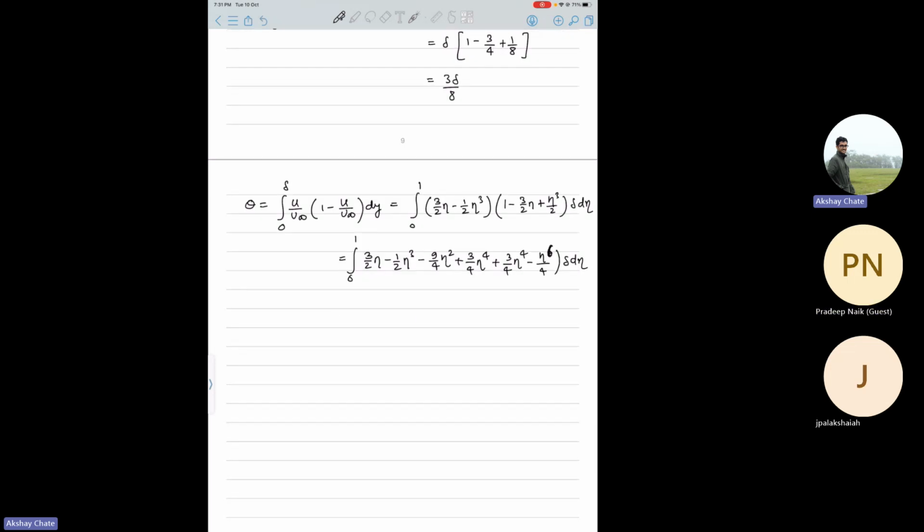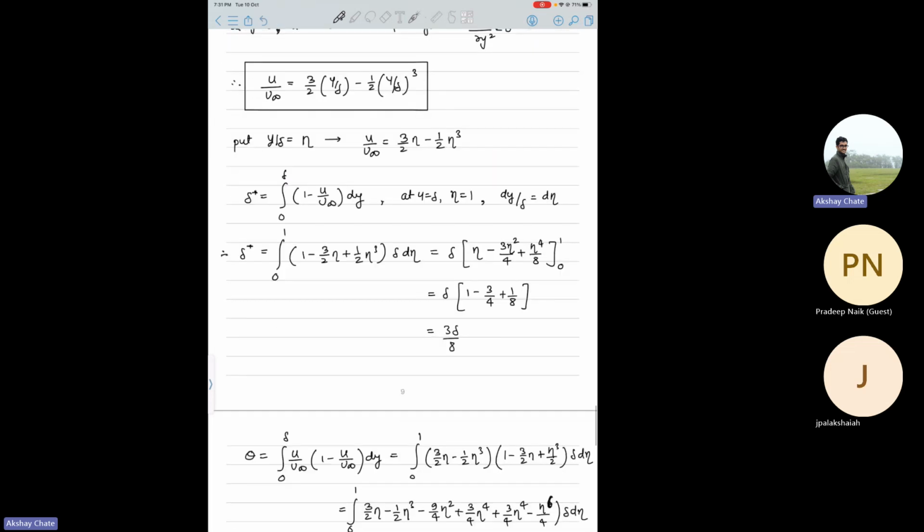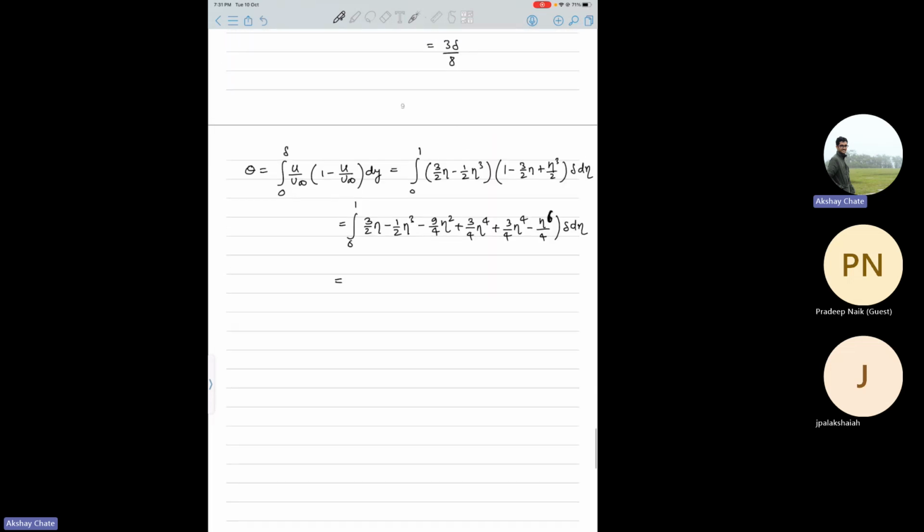Yeah, but I need the final answer. One second, because the thing is, we have to show this now. What is the decreasing order? The other one is the important one. Let me just see. Momentum thickness for cubic velocity profile.